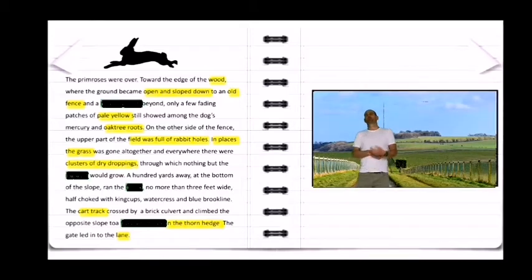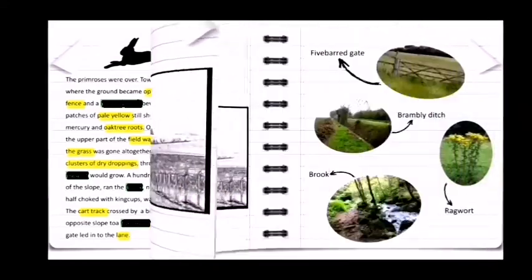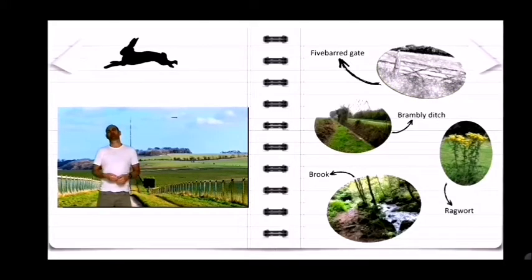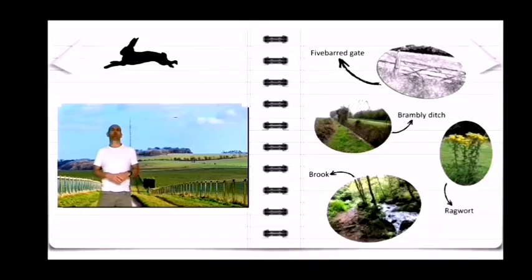Now what we're going to do is look at some of the vocabulary used in it. So there's some words in there that you may not know. So for example, we've got the word 5-barred gate. So this is a 5-barred gate. It's kind of a normal countryside gate you would expect to see. Brambly ditch, so you've probably heard of brambles, so this is just a brambly ditch. So it's what it says, it's a ditch full of brambles, so those really spiky, sharp bushes. You may not have heard of the word ragwort before.